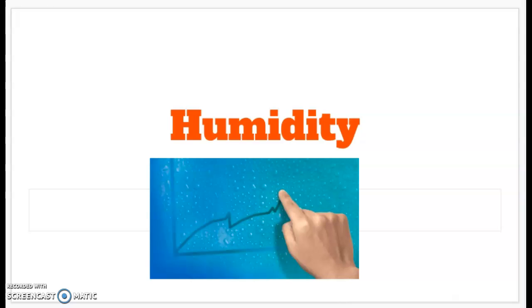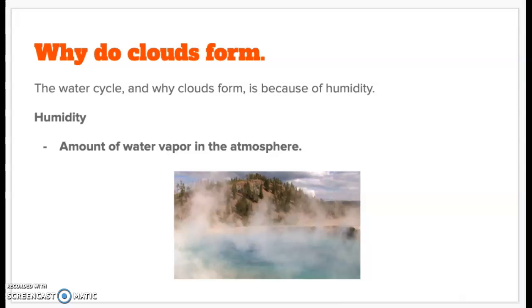So let's get started with notes on humidity. And then I'm going to post another video that shows some notes on different types of clouds. So here are the notes on humidity. And you might be wondering, what is humidity and what does it have to do with what we're learning about? Well, a good question to start with is, why do clouds form?